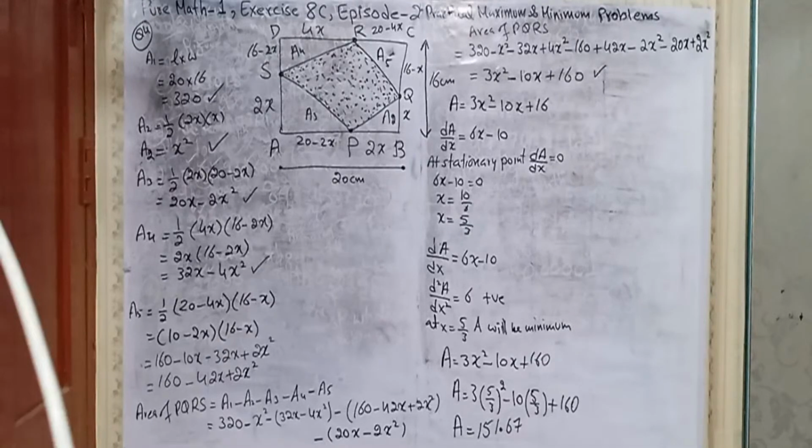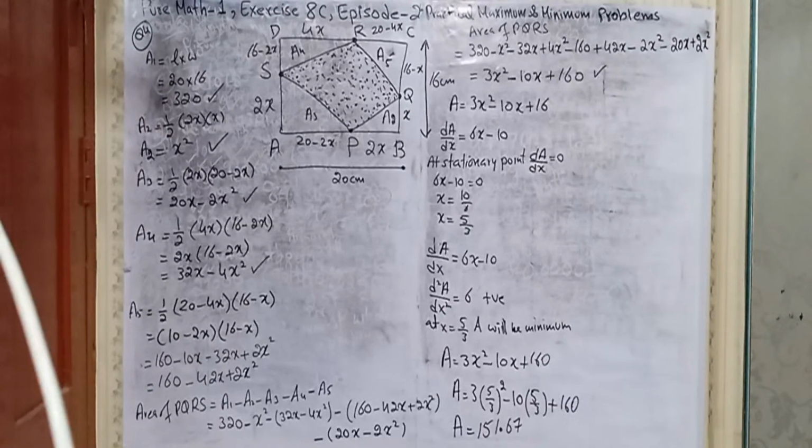Then he asked us to find the minimum value of A. So first of all, I differentiated A with respect to x, dA by dx. We found it 6x minus 10. Then at the stationary point, you know dA by dx will be 0. From there, I got the value of x. Then I found the second derivative. Its answer is directly 6, which is positive. So it means that at x equals 5 by 3, A will be minimum.